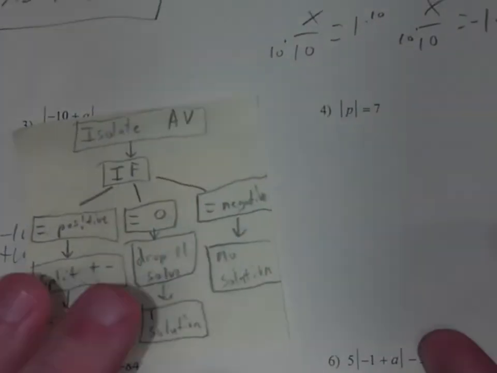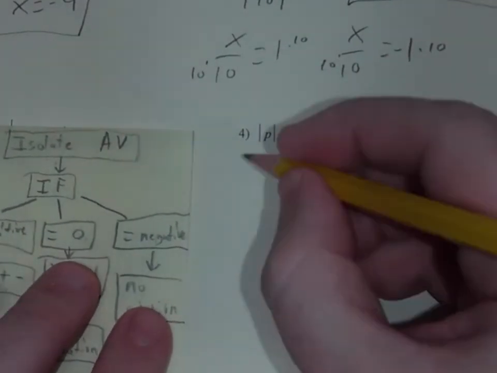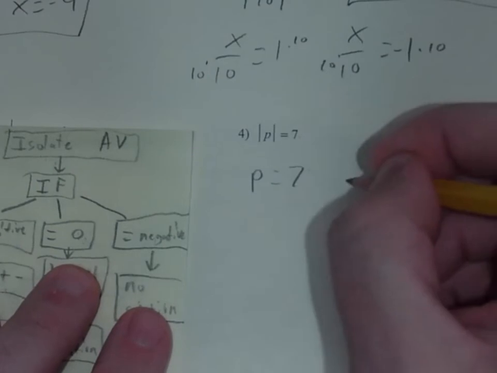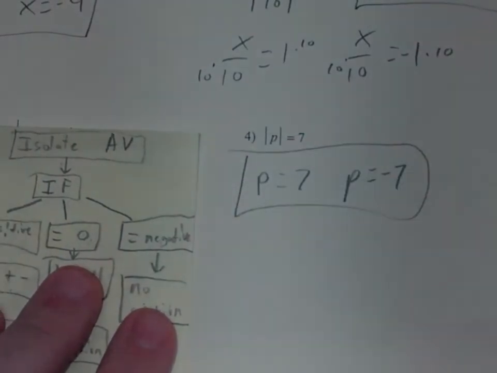Okay? This one, absolute value is already by itself. It's equal to a positive number, so you split it. It's going to be a hard one. P is equal to 7, P is equal to negative 7. That was a really tough one.